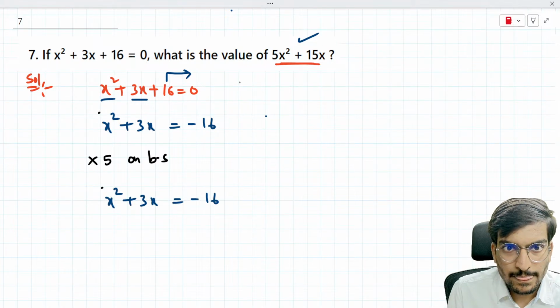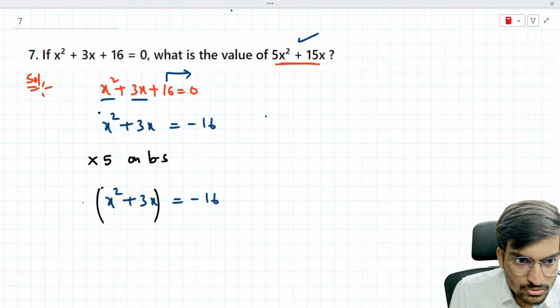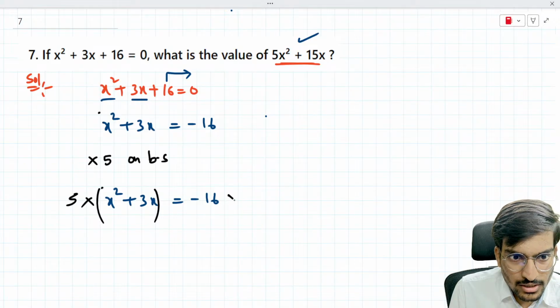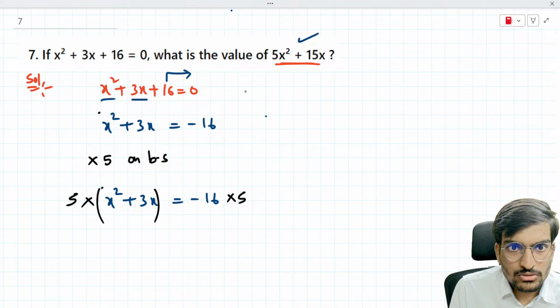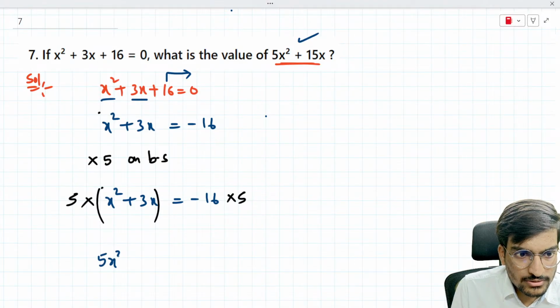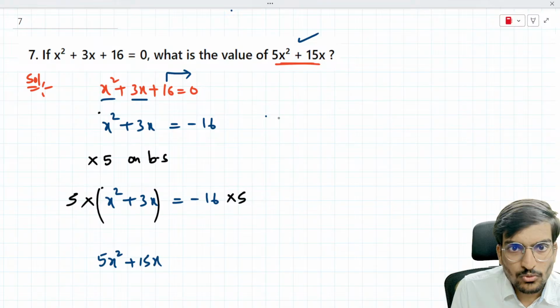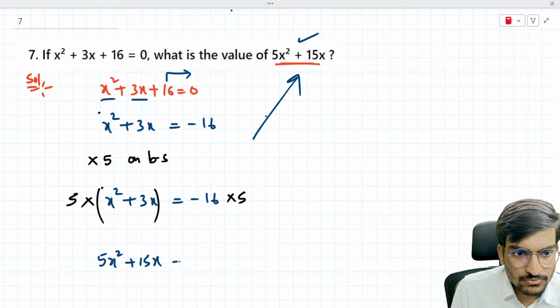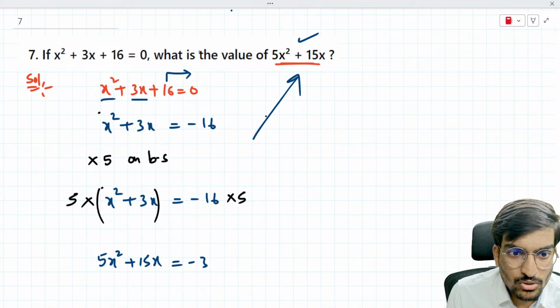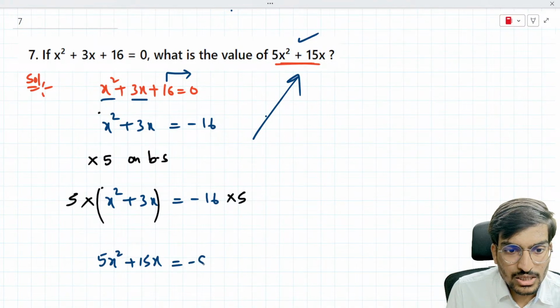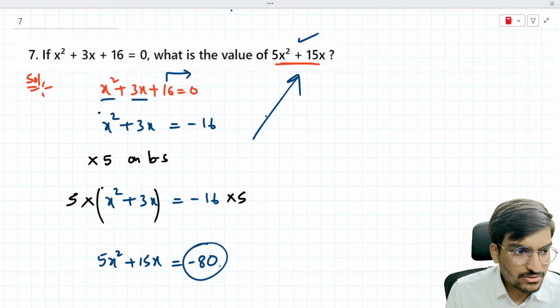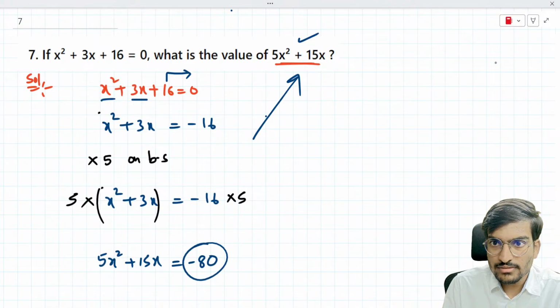You see, the question is times 5 and times 5. So that's going to be 5x square plus 15x. This is what we need, right? 5x square plus 15x equals negative 16 times 5, which is 80. So negative 80. This is the answer. And Tanu is right. Excellent.